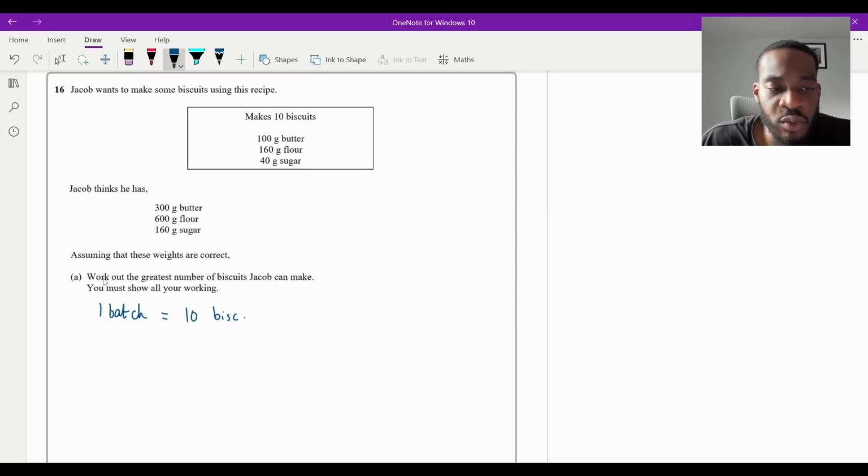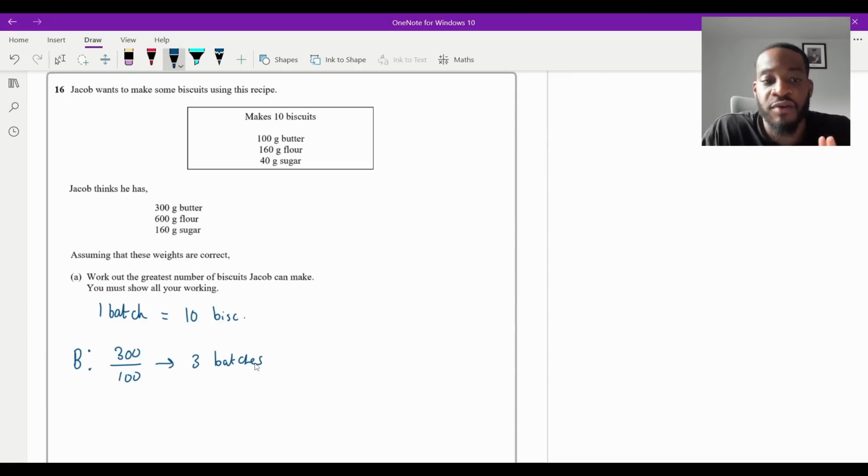So if I deal with the butter, right? In one batch, we have 100 grams of butter, but Jacob has 300 grams of butter, what he thinks he has, right? So we would need to figure out, well, how many hundreds will go into 300? So that would be the first thing that I would do. So for the butter, it's going to be 300 divided by 100 because I want to work out how many batches I can make just with the butter. And obviously that is just equal to 3, isn't it? So we can make 3 batches just with the butter, right?